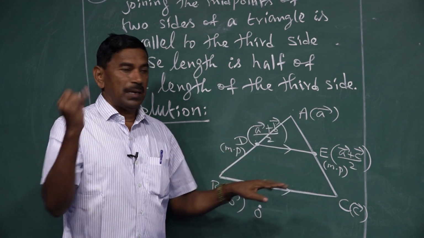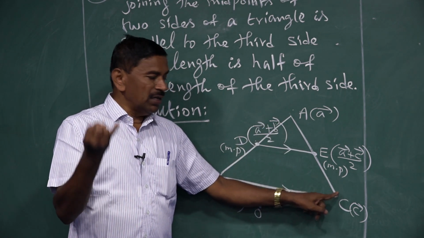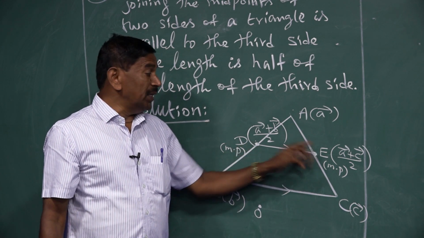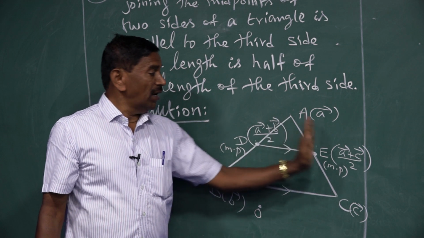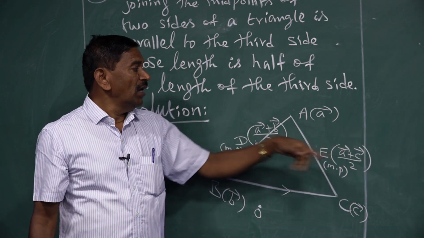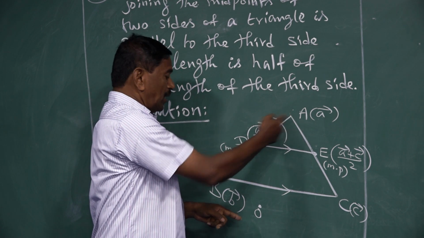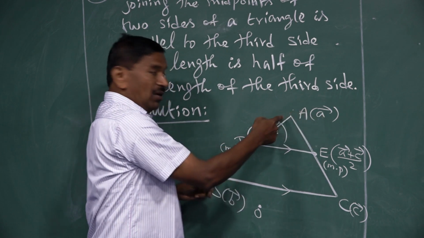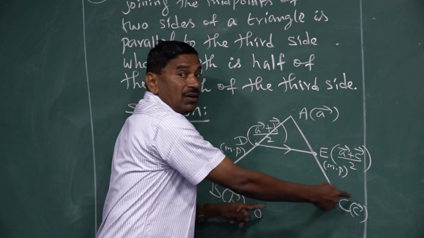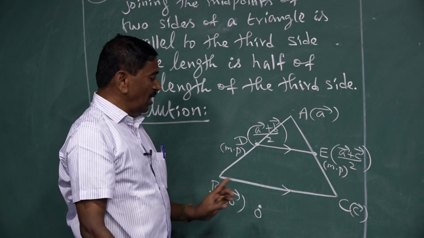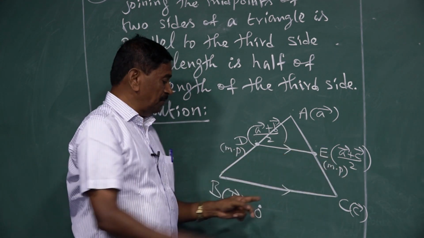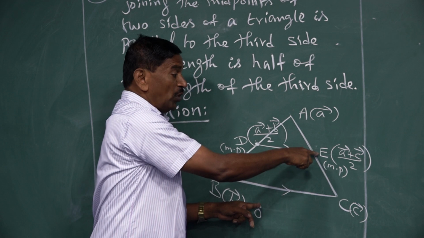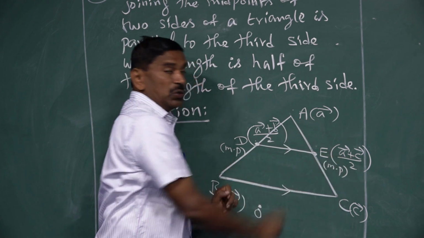Step 1, let ABC be a triangle. Step 2, let O be the origin. Next, let D and E be the midpoints of the sides AB and AC respectively. Then the position vectors of A, B, C with respect to origin O are OA vector is equal to a vector, OB vector is equal to b vector, OC vector is equal to c vector. Then the position vectors of D and E are OD vector is equal to a vector plus b vector by 2 and OE vector is equal to a vector plus c vector by 2.